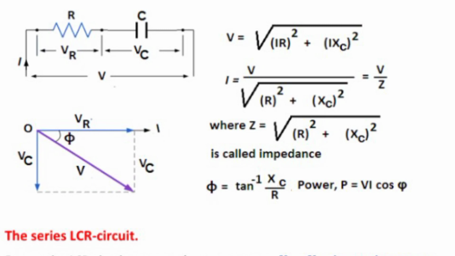V equal to under root IR whole square plus IXC whole square, and that will be I equal to V upon Z, where Z equal to under root R square plus XC square, and it is called the impedance. And phi equal to tan inverse XC upon R, and power P equal to VI cos phi.